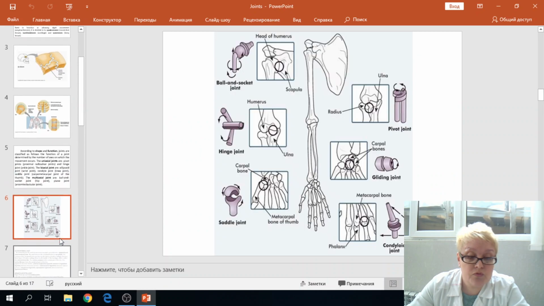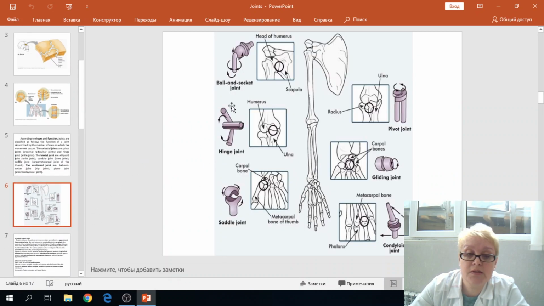And here are pictures of these joints. We can see the shape of the ball and socket joint, which is, for example, the shoulder joint. This one is a picture of the hinge joint, for example the humeroulnar joint, and this one is the saddle joint, which is the carpometacarpal joint of the thumb. This joint is the pivot joint, which is the proximal radioulnar joint. This kind of joint is a gliding or plane joint, present, for example, between the carpal bones. And this one is the condylar joint, which is present in the metacarpophalangeal joint.